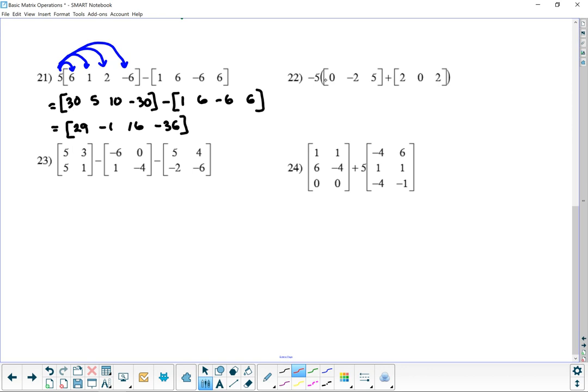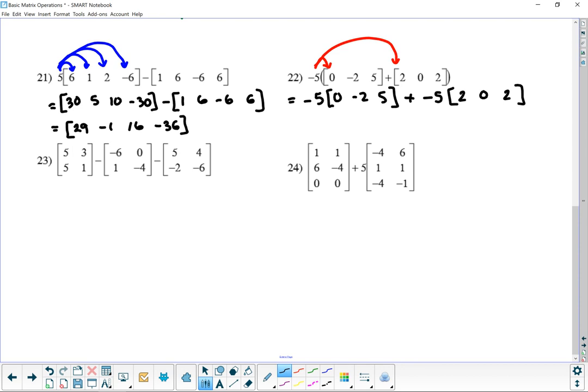This one, notice the 5 is actually outside of both of these. So 5 goes into that, and 5 goes into this. So let me rewrite it for you. This will be negative 5, 0, negative 2, and 5. And you're going to add, and then you're going to get another negative 5 with the 2, 0, 2.